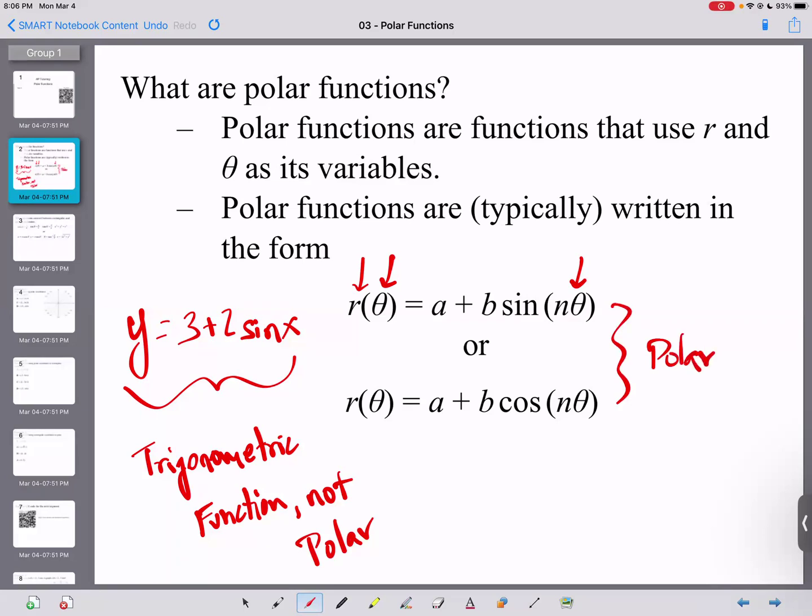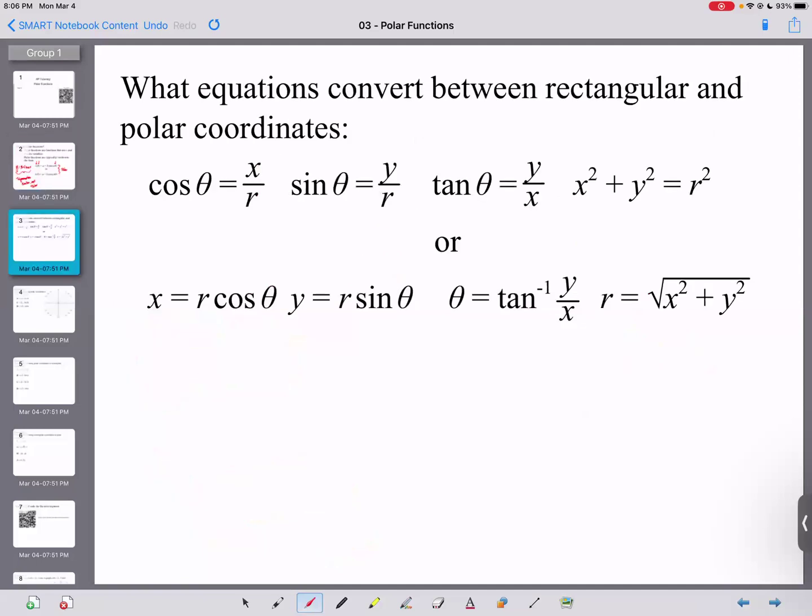Okay, one other basic thing to get down before we dive into this is how you convert from one type of equation, a rectangular equation, to a polar equation. We're going to use these formulas. Cosine theta is x over r, that ratio that we've been talking about ever since we came back from Christmas break. Sine is y over r. Tangent is y over x. So sine is y, cos is x, tangent is y over x, is what you've heard me say so many times about the year. And the Pythagorean identity: x squared plus y squared equals r squared.